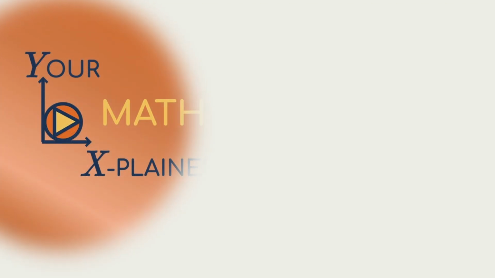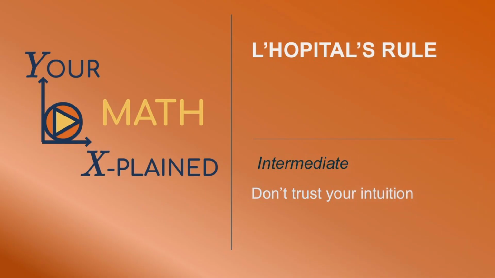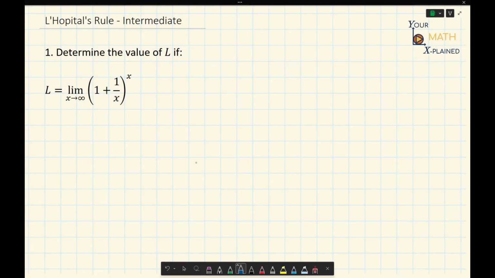My name's Angela. What happens when we have a variable in the base and a variable in the exponent? Forms like 0 to the power of 0, or infinity to the power of 0, or 1 to the power of infinity are incredibly deceptive.